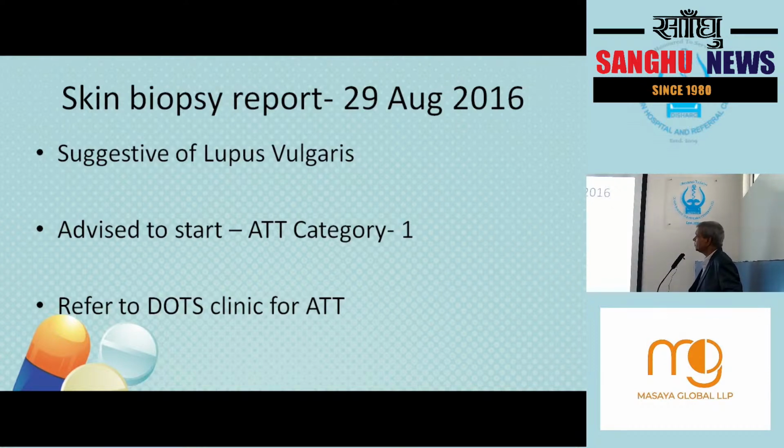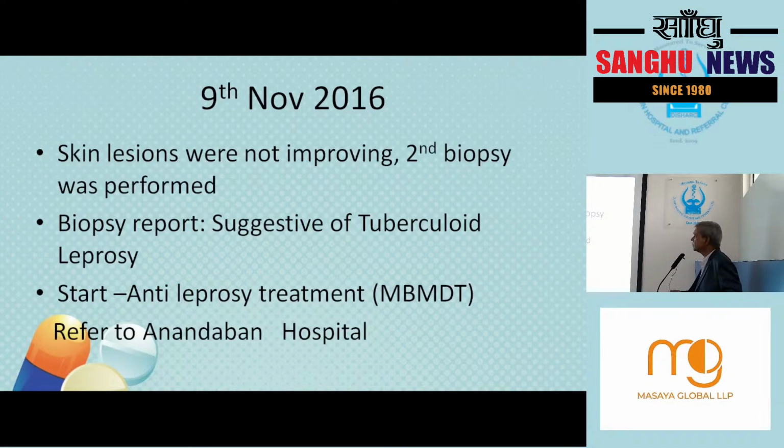The biopsy report came. It is suggestive of lupus vulgaris. He was advised to start anti-TB drug category 1 and referred to the DOT clinic. The skin lesion was not improving, so again a second biopsy was done in the same medical college, and now the scenario changed. Previously it was lupus vulgaris, now it is suggestive of tuberculoid leprosy.